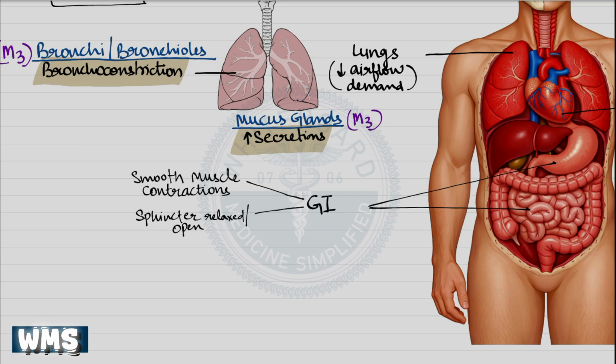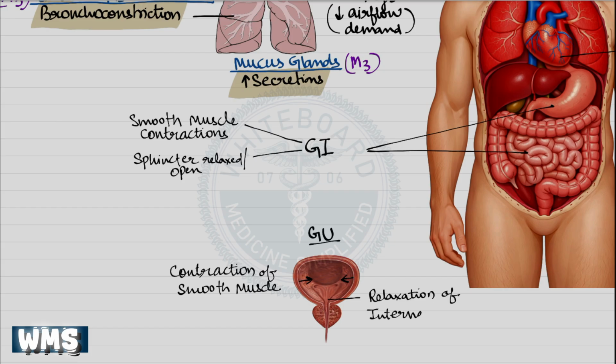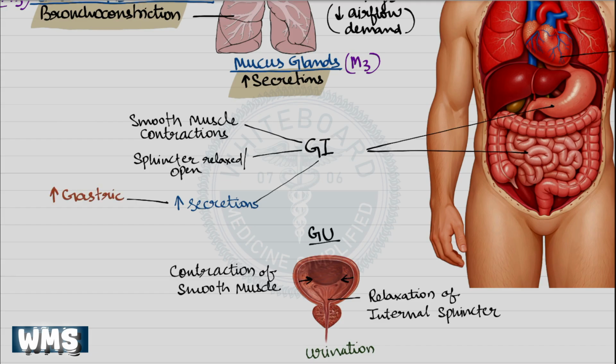A similar mechanism operates in the urinary system. Parasympathetic stimulation causes contraction of the detrusor muscle of the bladder and relaxation of the internal urinary sphincter. This coordinated action increases bladder pressure and allows urination to occur. Along with this, the PNS also significantly increases secretions in the GI tract. It stimulates salivation, increases gastric acid secretion in the stomach, enhances pancreatic enzyme release, and promotes intestinal secretions. All of this helps in digestion and the smooth passage of food.